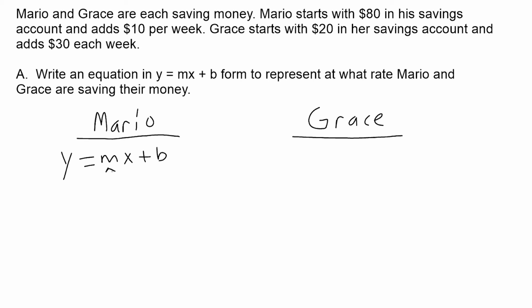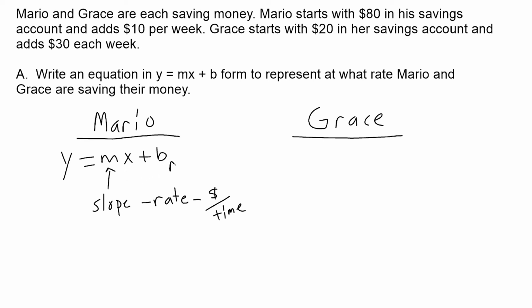Now, the m is what we call our slope. And slope really just is a rate. And we must remember that a rate is the relationship between 2 different units. In this case, we are comparing money compared to time. Mario and Grace are both saving a certain amount of money over a certain amount of time. So when we're setting up our equation, anything that indicates a rate, we should substitute m with that rate.